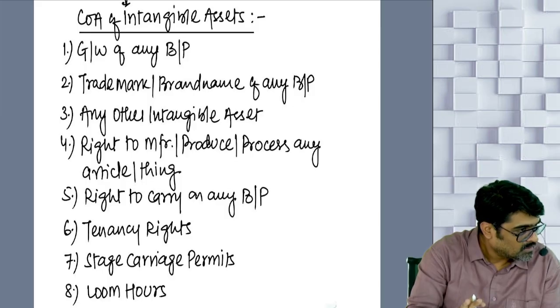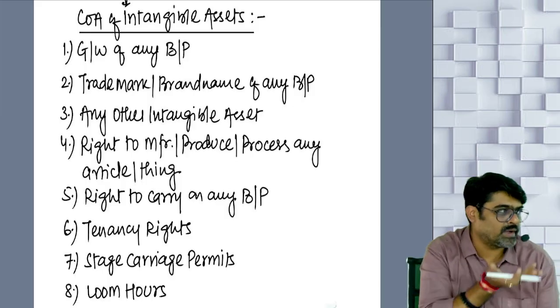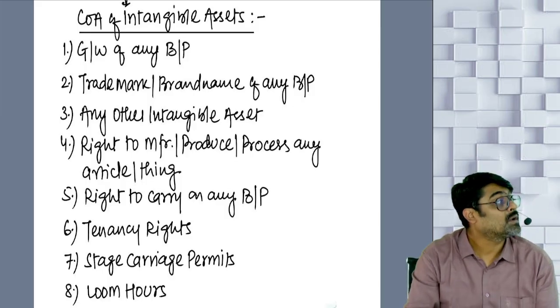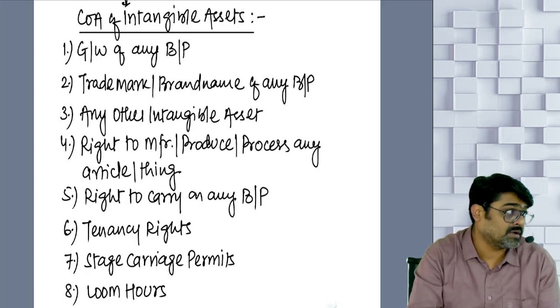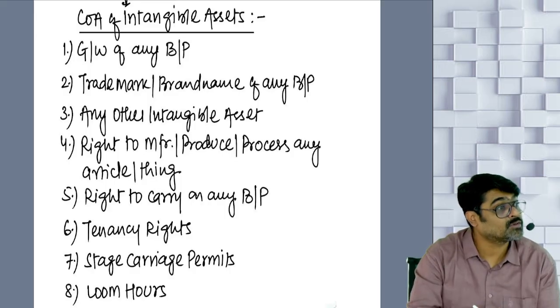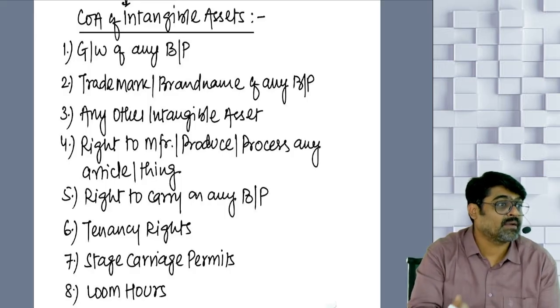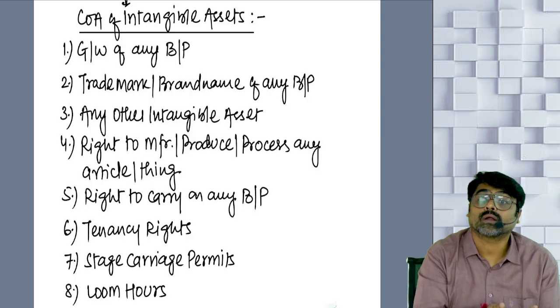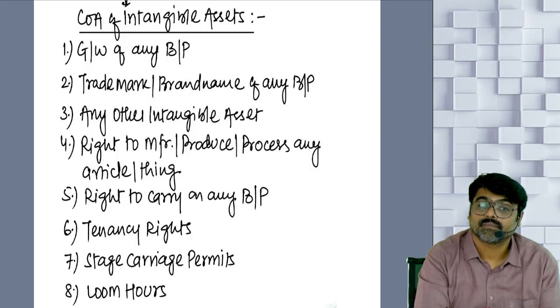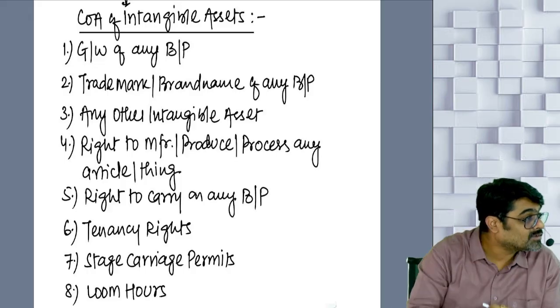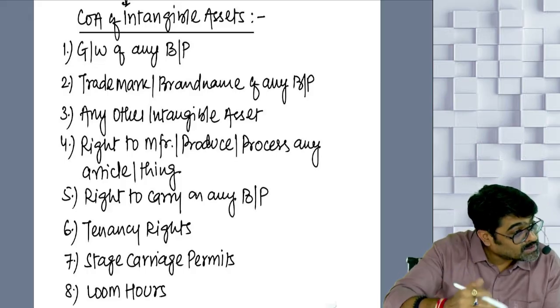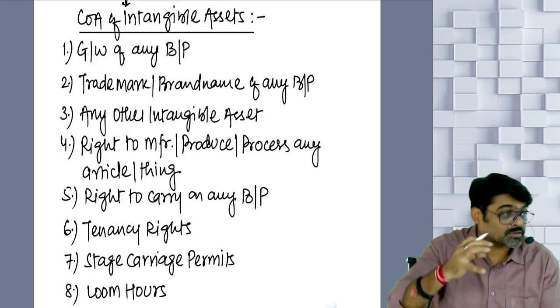For goodwill, 55(2)(a) was already applicable. For brand name and trademark also, 55(2)(a) was already applicable, but it was not applicable for other intangible assets. So 2 years back they said, if it is applicable for goodwill, if it is applicable for trademark or brand name, why not make it applicable for other intangible assets also? So all the other intangible assets are also covered now.